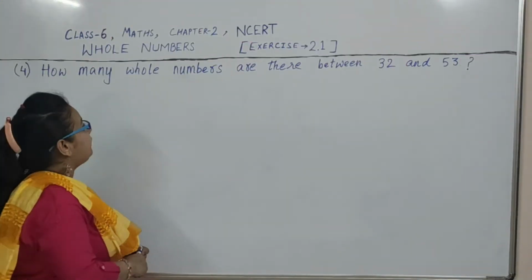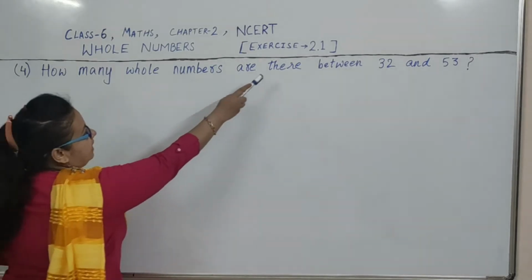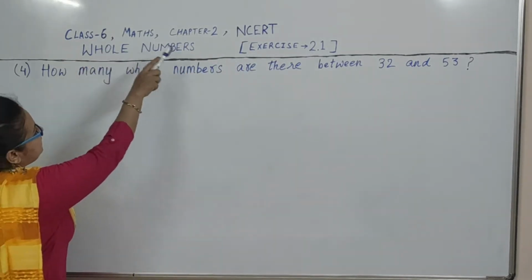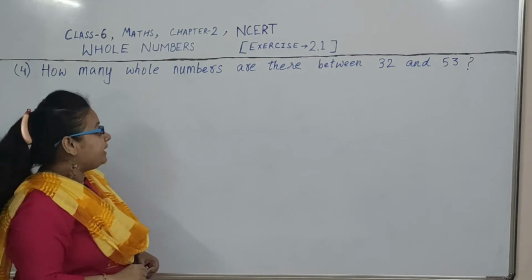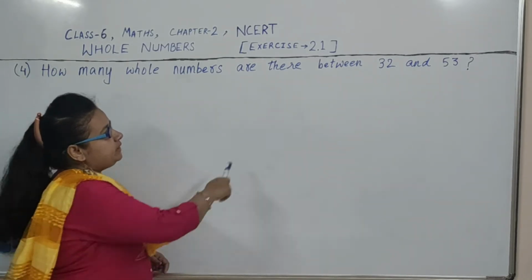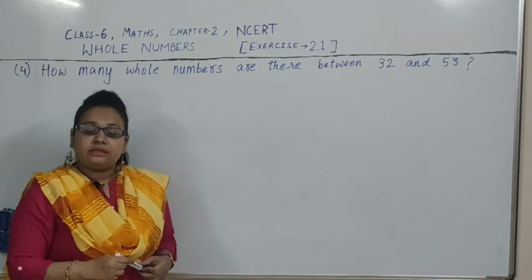In today's class we will do question number 4 of exercise 2.1 from the second chapter, Whole Numbers, from the 6th class Maths NCERT book. Now let us read the question. How many whole numbers are there between 32 and 53?